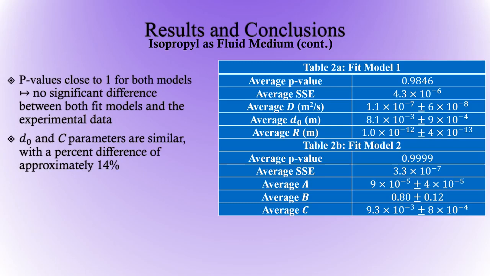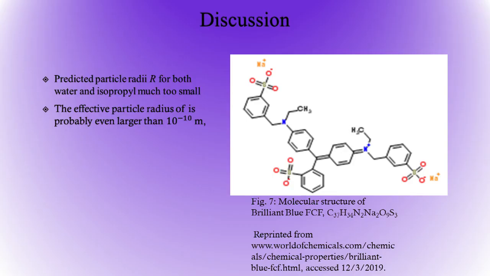The B parameter is not equal to 0.5, indicating that effects other than Brownian motion may be contributing to the movement of the particles. As mentioned previously, the predicted value of particle radius r is much too small. This is immediately known because the predicted radius is 2 orders of magnitude smaller than a single angstrom, the approximate length of one carbon bond. Pictured is the structure of component Brilliant Blue FCF molecules, clearly composed of more than one carbon bond.